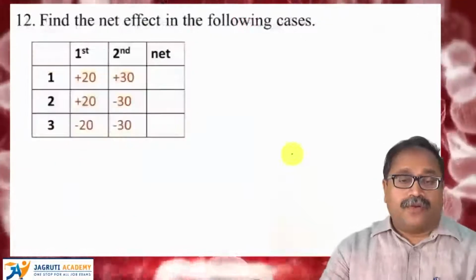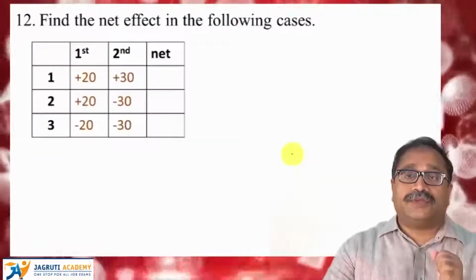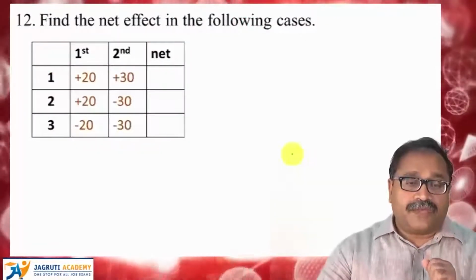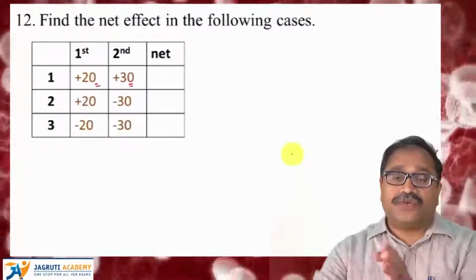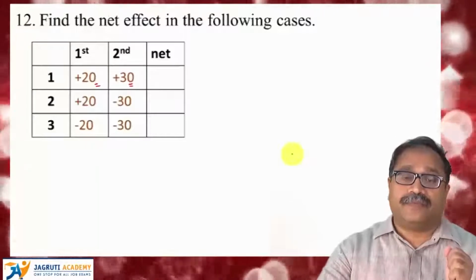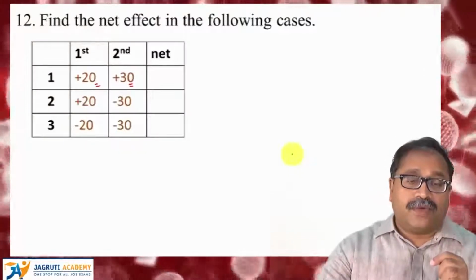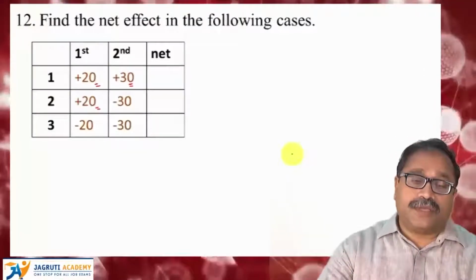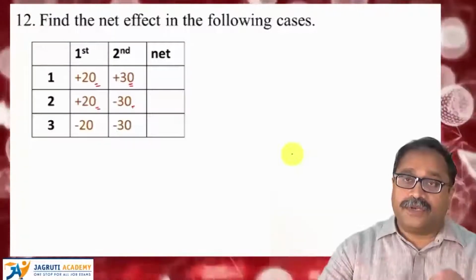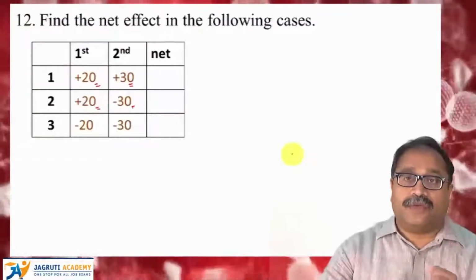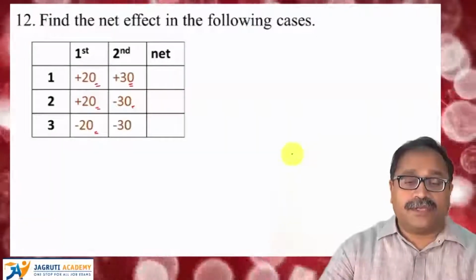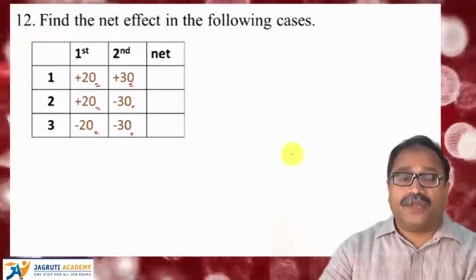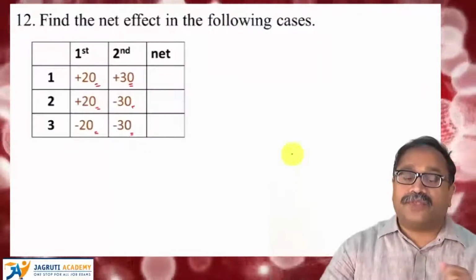Okay. Now look at the three situations where the first effect is 20% increase, second effect is 30% increase. What is the overall increase percentage? Now the second case where the first effect is 20% increase and the second effect is 30% decrease. What is the overall effect? Similarly, the first effect 20% decrease, then the second effect 30% decrease. What is the overall effect? Let's go one by one.